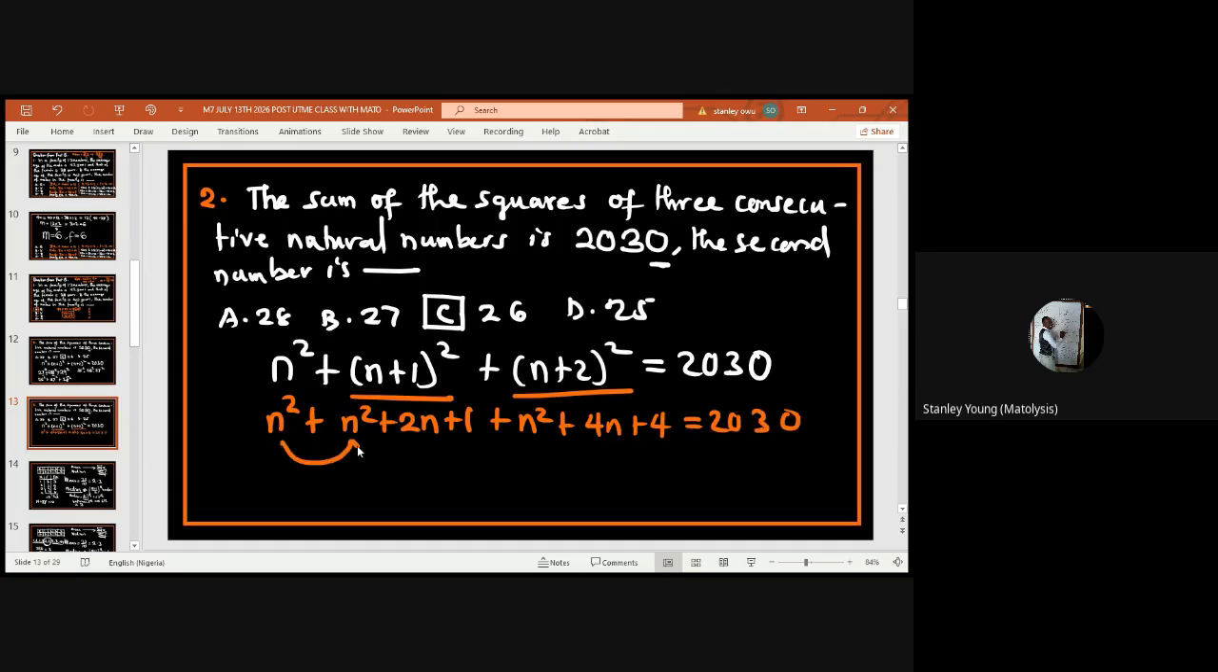n squared appears 3 times. That would have given us 3n squared. 2n plus 4n would have given us 6n. Then 1 plus 4 would have given us 5, equals 2030. Now, the truth is, trying to solve this, it's not difficult to solve actually. This is a quadratic equation.